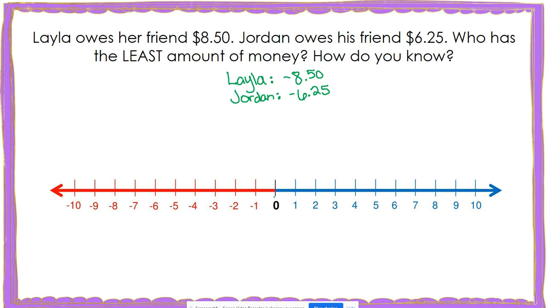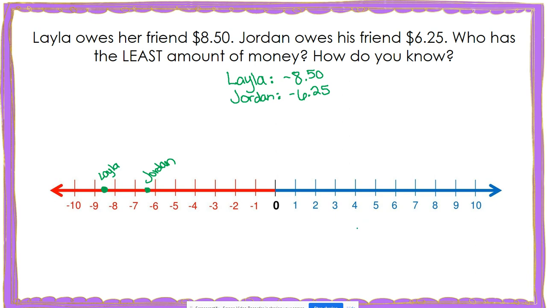So I'm going to plot these on the number line. Remember that if I were looking at this as a positive value, $8.50 would be located past 8 and in between 8 and 9. So if I'm doing this on my negative axis, to move to negative 8.50, I would move past negative 8 and in between negative 8 and negative 9. So this is Layla's amount of money, which is negative 8.50. Jordan owes negative $6.25. So if I were starting at 0, I would move 6 and then 0.25 units from 6 to find Jordan's.